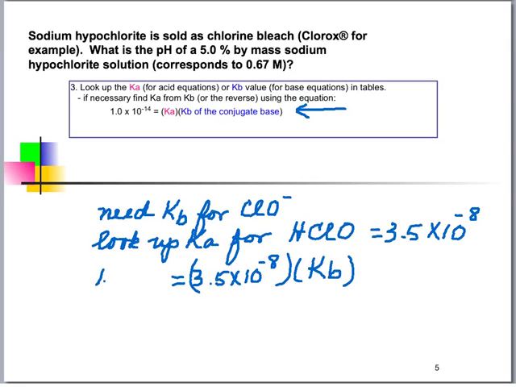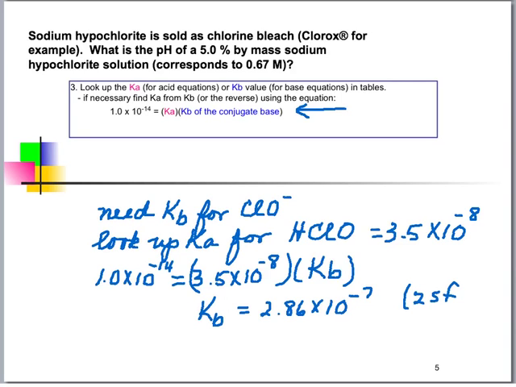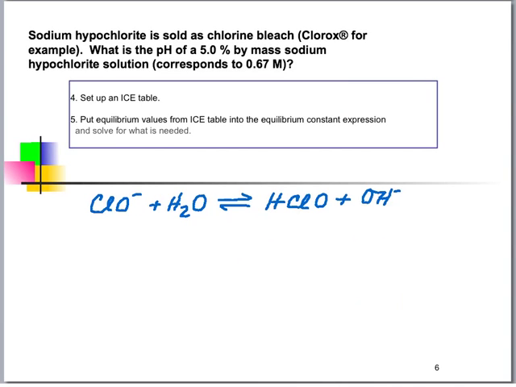And we use our Kw, which is the 1.0 times 10 to the -14th, and end up calculating Kb is equal to 2.86 times 10 to the -7th. I'm going to carry one extra significant figure. This really should be two significant figures. We'll just remember that. Now that we have our equilibrium constant and our reaction equation, let's set up our ice table.